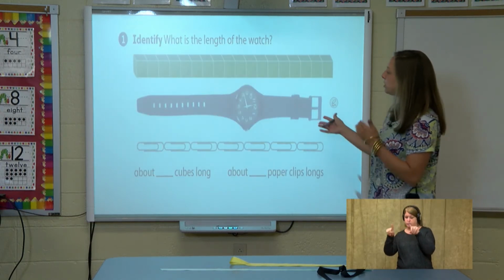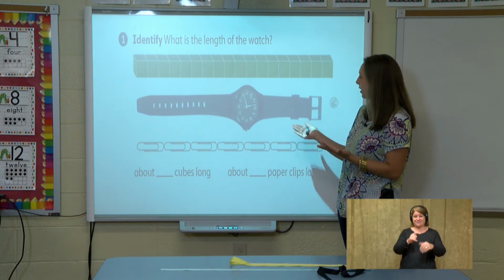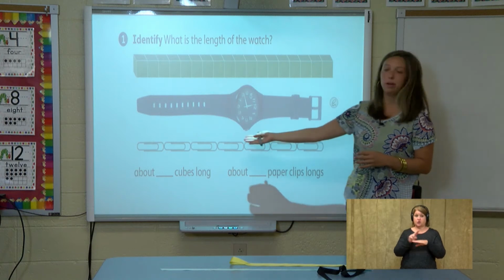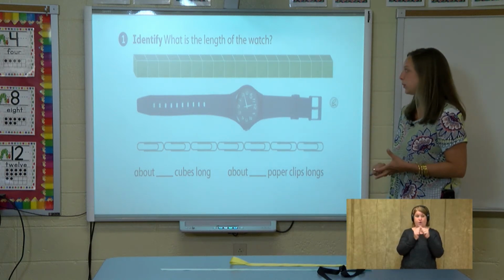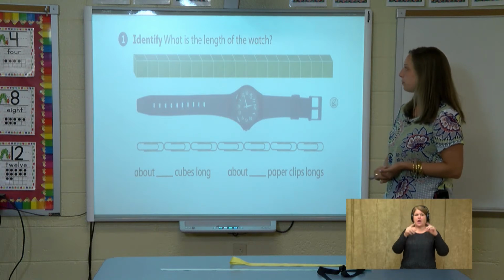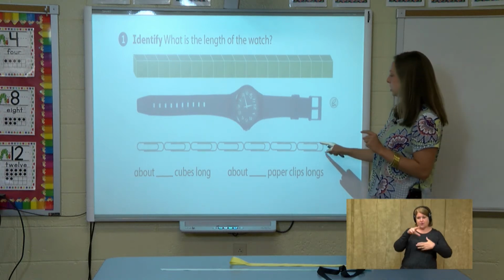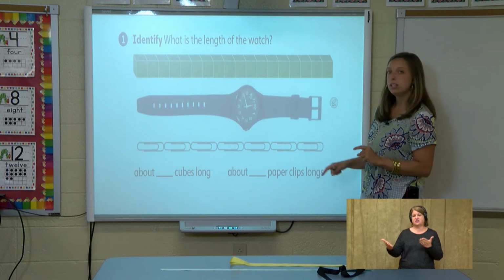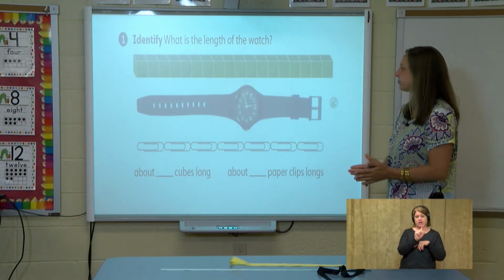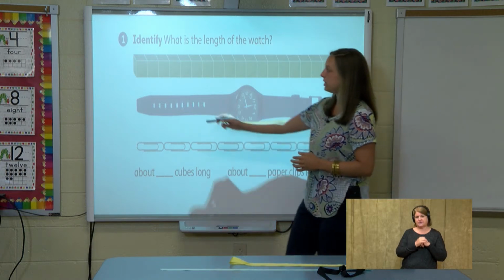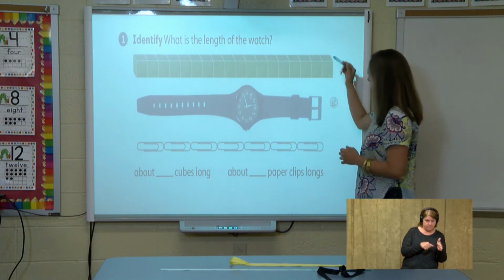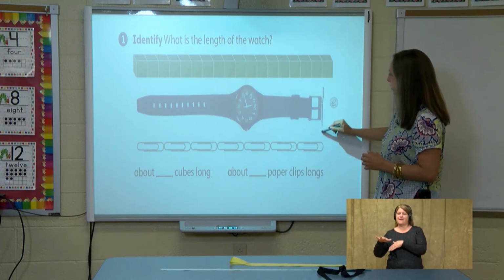All right, I want you to identify the length of this watch. You're going to do it with squares and then paper clips. How many squares long is the watch? How many paper clips long is the watch? Remember, each object that you're measuring by stands for 1 unit. They're starting at the same measure points and ending about the same measure points. Here's where the watch ends.